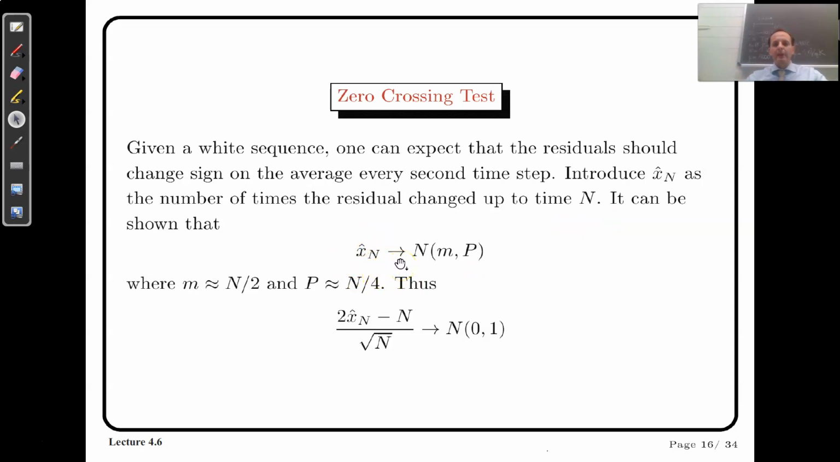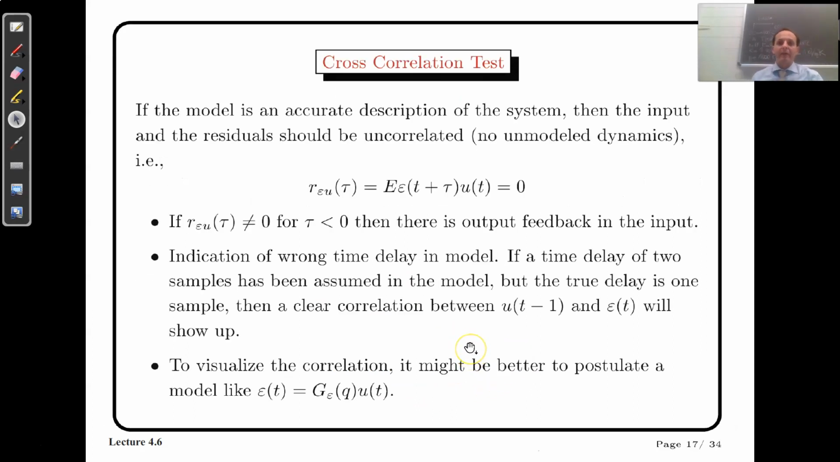tends to a Gaussian distributed function with a mean value m and variance p, where m is about half of the number of data and p is 1/4 of the number of data. Moreover, if you normalize it, so you remove the mean value and divide by the standard deviation, this normalized variable tends to the normal distribution.